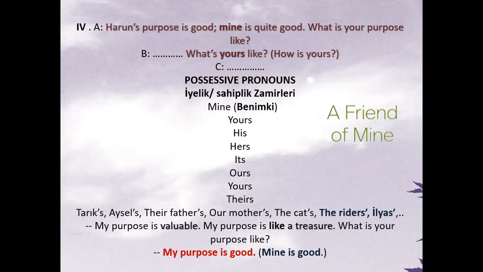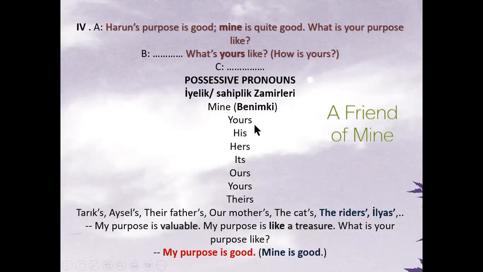Also possible, of course. The cat's food is fresh too, or the cat's is fresh too. What is the rider's food like? Or what is the rider's like? Okay, there isn't the second S. What is İlyas' food like? Or what is İlyas' like? How is İlyas'? Here it means, how is İlyas' food? Yes, because of the apostrophe.